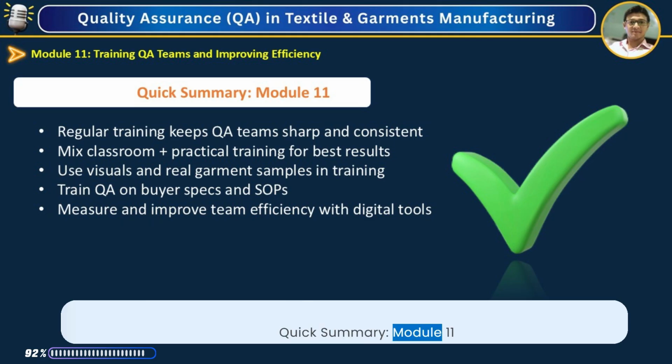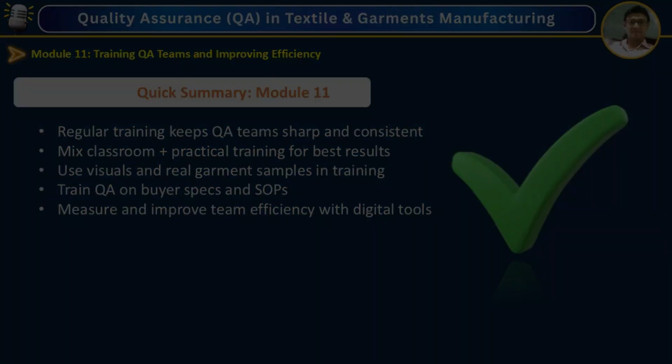Quick summary, Module 11. Regular training keeps QA teams sharp and consistent. Mix classroom plus practical training for best results. Use visuals and real garment samples in training. Train QA on buyer specs and SOPs. Measure and improve team efficiency with digital tools.